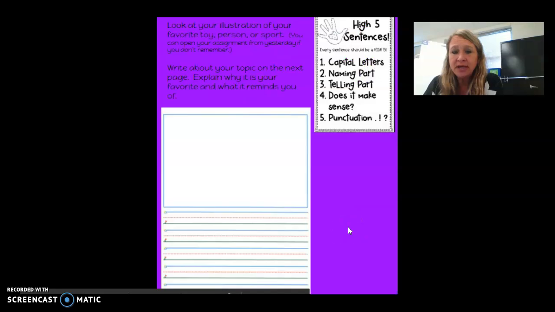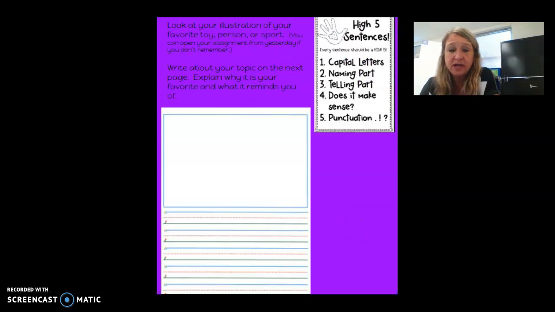Now, remember yesterday we drew a picture of our favorite person, sport, or toy. You can look at your picture of your favorite person or your favorite sport or your favorite toy when you write your sentences about them or it. You're going to write about your topic on the next page. Explain why it is your favorite and what it reminds you of.